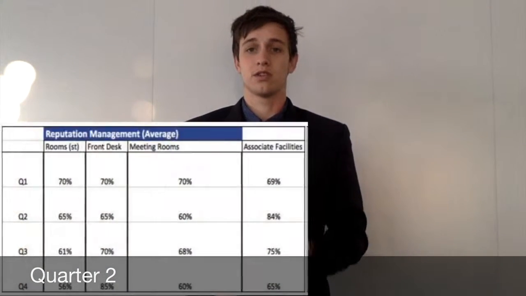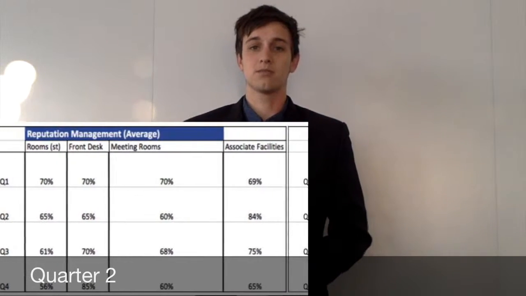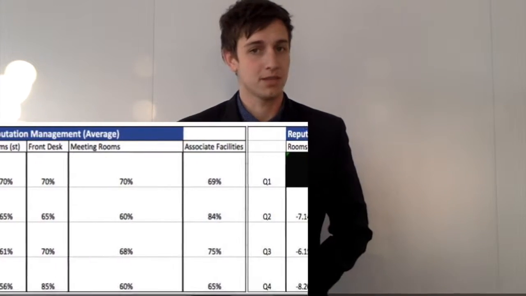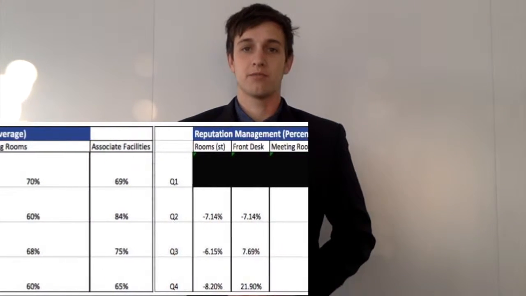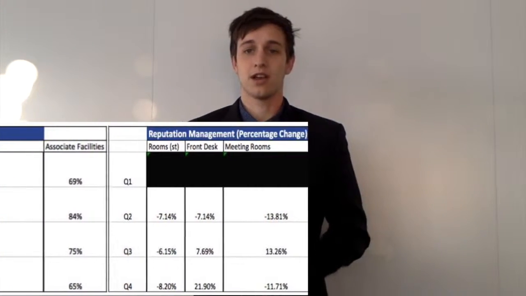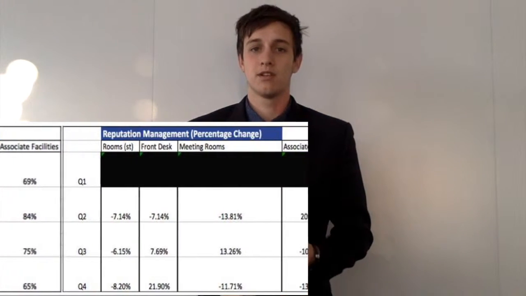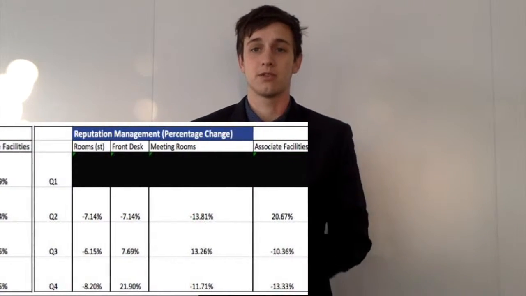Concerning quarter two, due to the construction of facilities as well as the adjustment in rates throughout all of our market segments, as you can see in the table representing the percentage change from quarter one to quarter two, our clients were not as satisfied with the rooms, front desk, or meeting rooms. However, they were considerably impressed with our associate facilities.